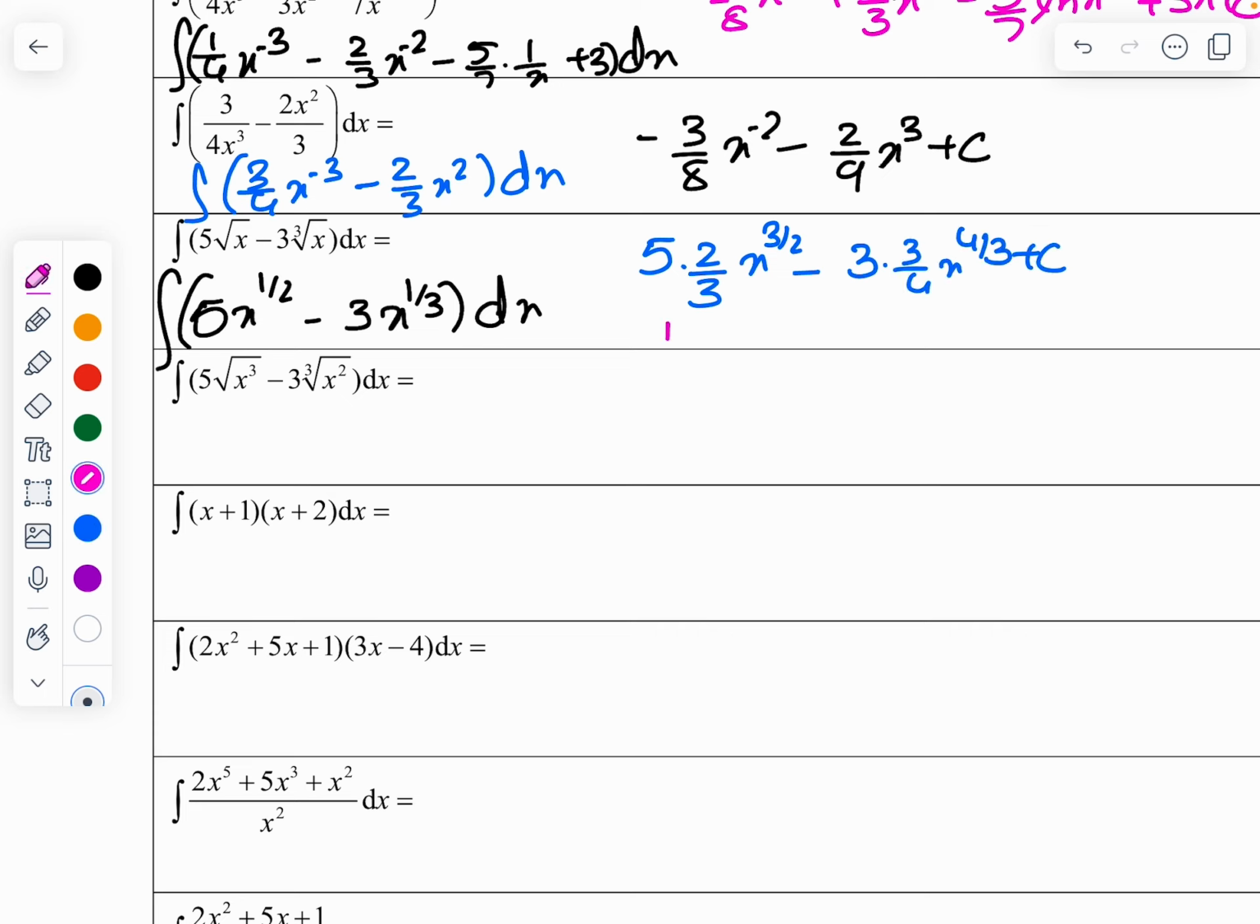So the answer becomes 10 upon 3 x power 3 upon 2 minus 9 upon 4 x power 4 upon 3 plus c.